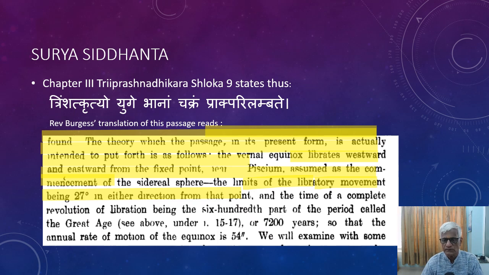The vernal equinox librates westward and eastward from the fixed point near PCM, assumed as the commencement of the sidereal sphere. The limits of the libratory movement being 27 degrees in either direction from that point, and the time of a complete revolution of libration being the 600th part of the period called Great Age, or 7,200 years. So the annual rate of motion of the equinox is 54 seconds.